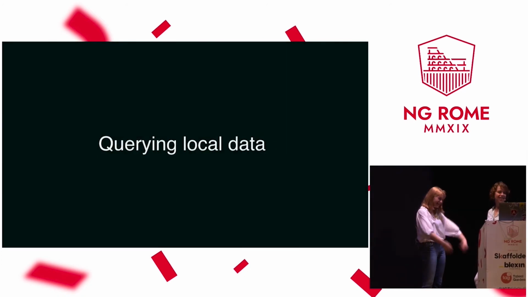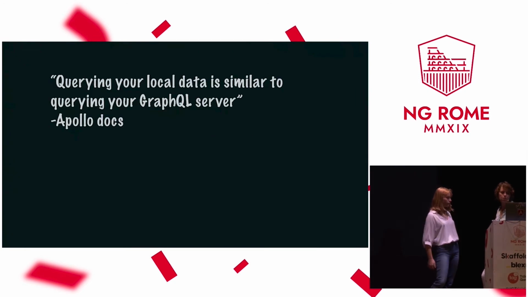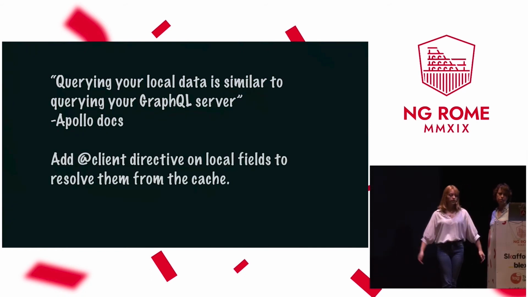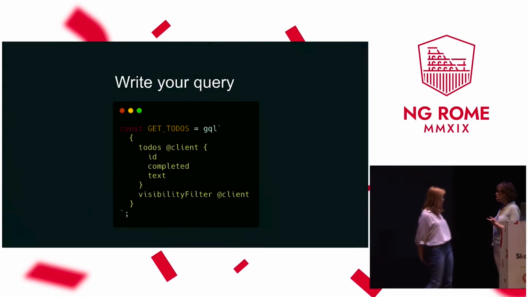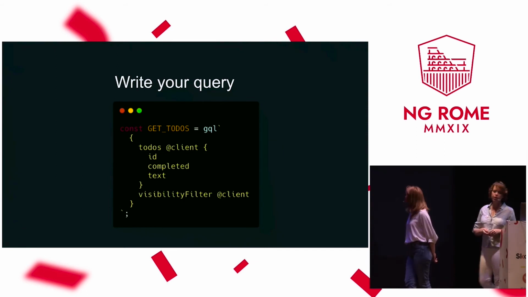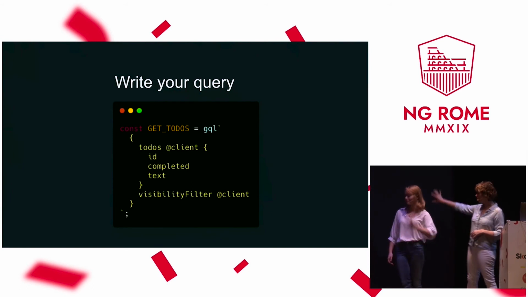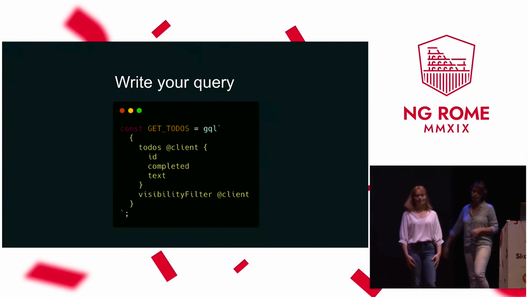Okay, querying local data. Querying the Apollo cache is similar to querying your GraphQL server. The only difference is that you add an @client directive on your local fields to indicate that they should be resolved from the cache. So here's what it looks like when you write your query. And you can see the @client there in the 3rd row. So it basically looks exactly like a regular query. Just add the @client. And then you're also adding the @client down here.